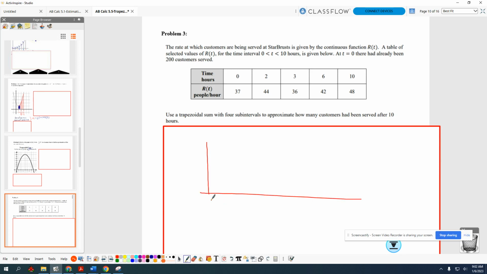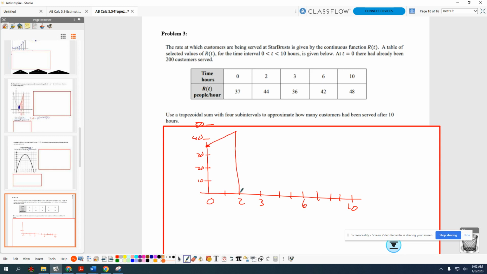We could briefly graph this. Don't know how helpful that will be, but let's graph it. 0, 2, 3, 6, 10. Notice the widths of the trapezoids are not equal. And we have 0, 37, and 2, 44.